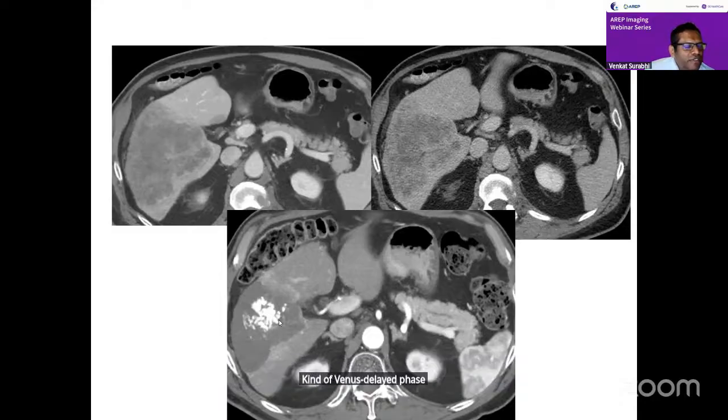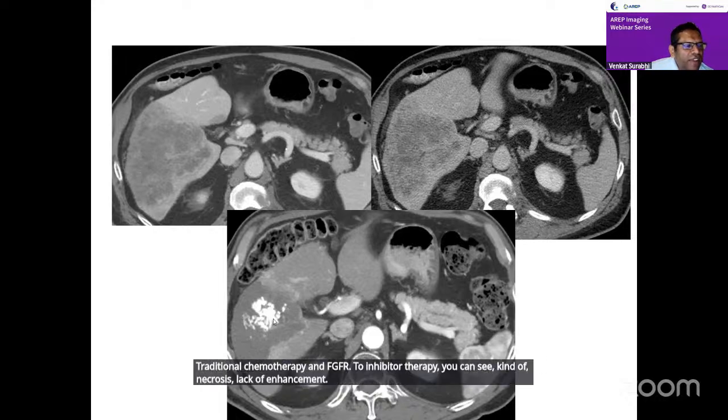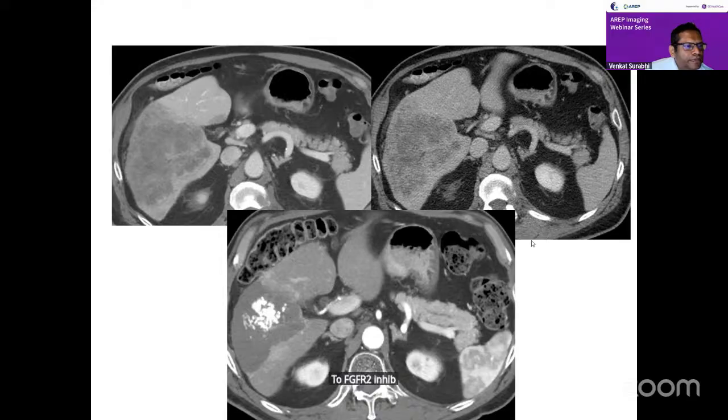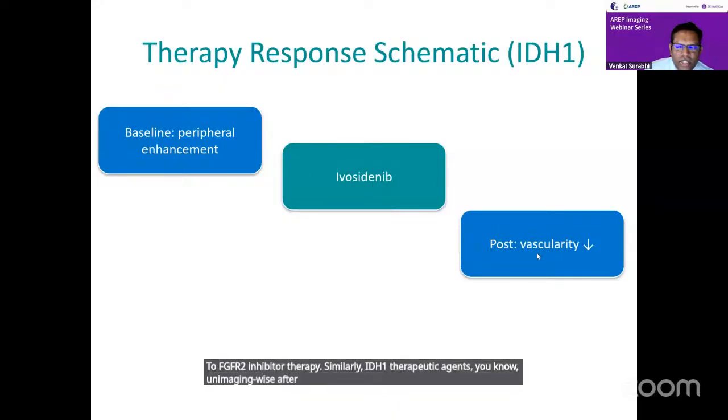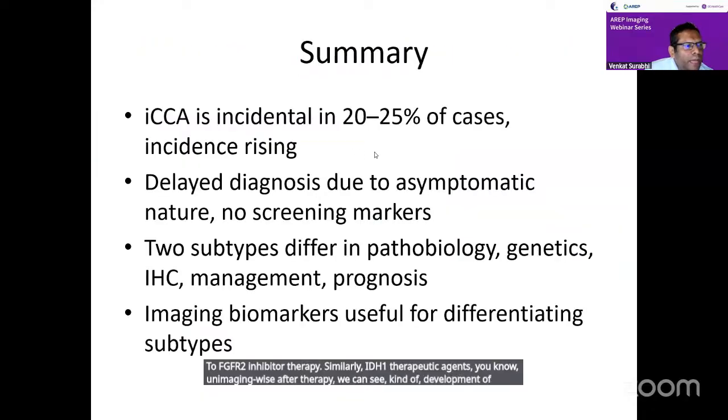And after FGFR therapy, this patient progressed on traditional chemotherapy and FGFR2 inhibitor therapy. You can see necrosis, lack of enhancement, and development of calcification. So this is considered an excellent response to FGFR2 inhibitor therapy. Similarly, with IDH1 therapeutic agents, imaging-wise after therapy, we can see development of necrosis.